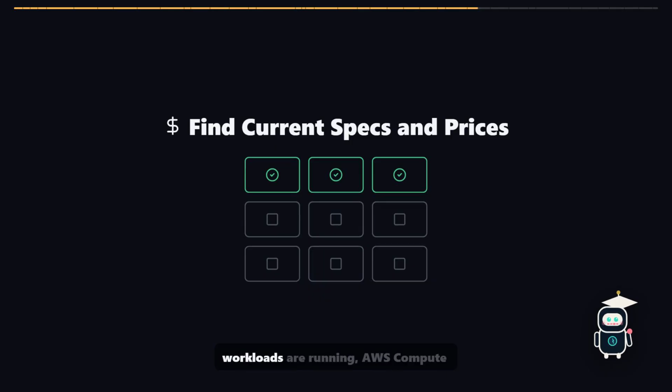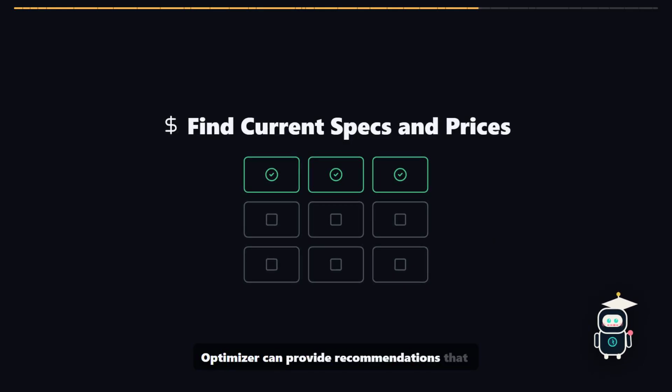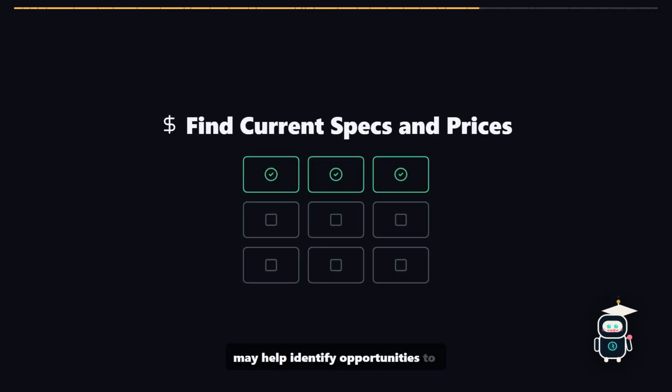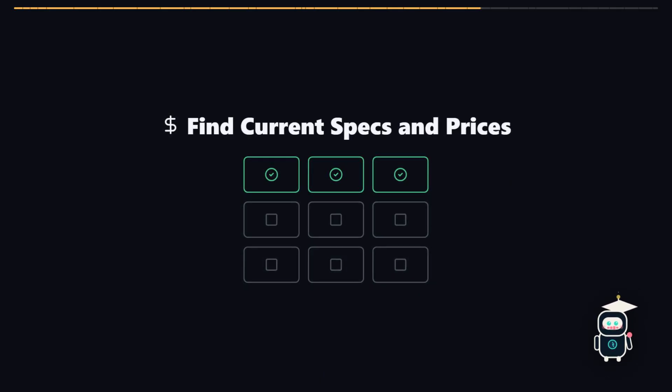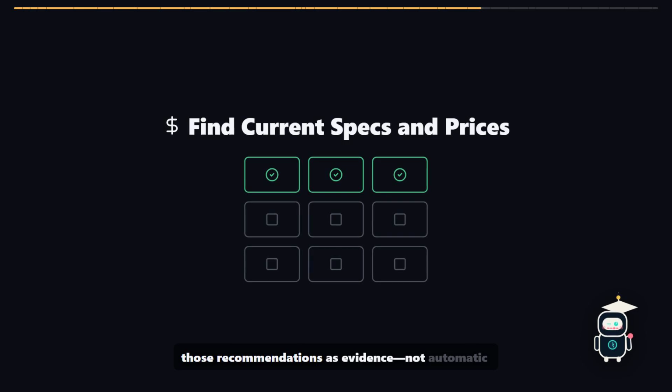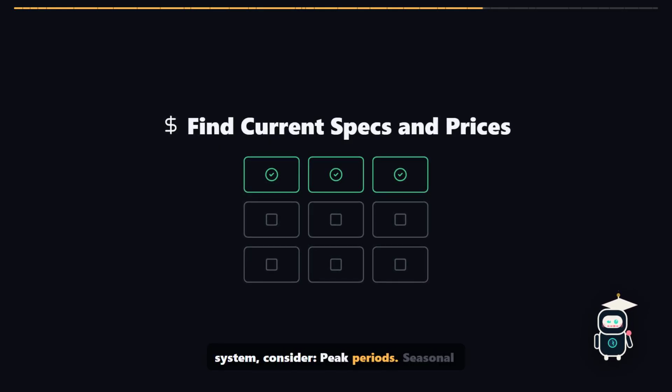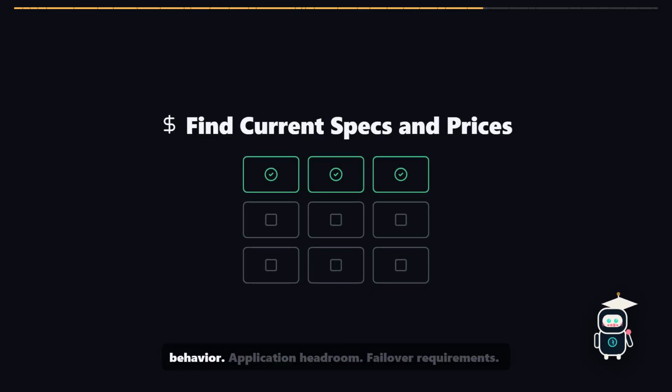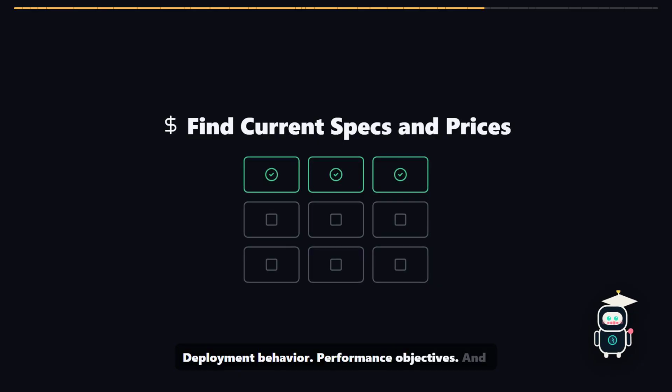Once supported workloads are running, AWS Compute Optimizer can provide recommendations that may help identify opportunities to right-size resources based on configuration and observed utilization metrics. Treat those recommendations as evidence, not automatic commands. Before resizing a production system, consider peak periods, seasonal behavior, application headroom, failover requirements, deployment behavior, performance objectives, and business growth.